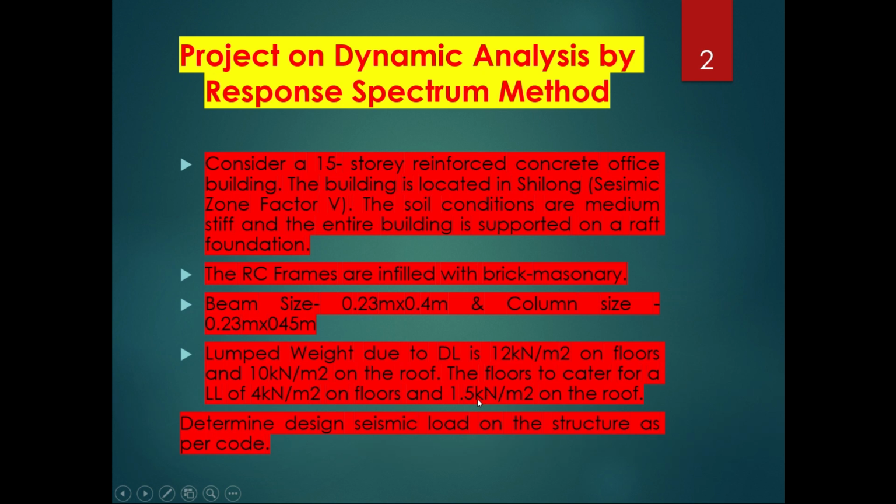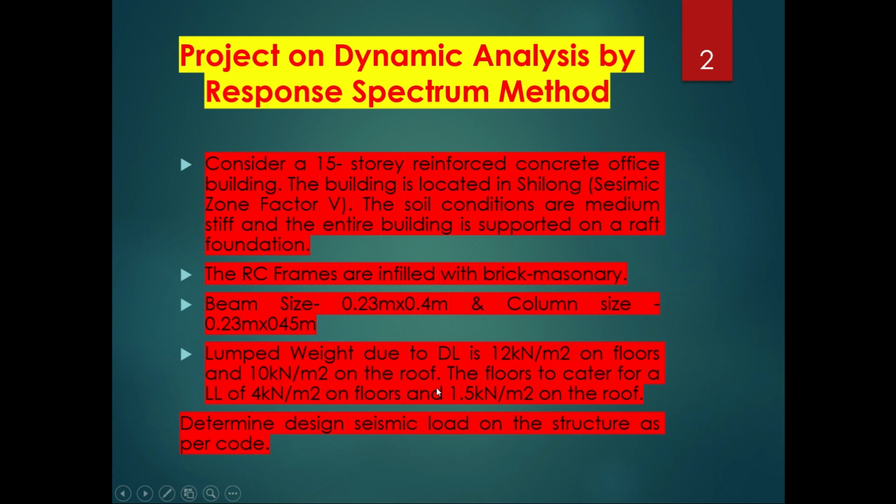In IS 1893:2016, which is the new code, if the live load is less than 3 kilonewton per meter square, then the imposed load on either the floor or the roof is considered as 25%. So 25% of 1.5 is 0.375 kilonewton per meter square, which should be applied on the roof. Likewise, we have 2 kilonewton per meter square to cater for our live load on the floor. Determine the design seismic load on the structure as per the code.